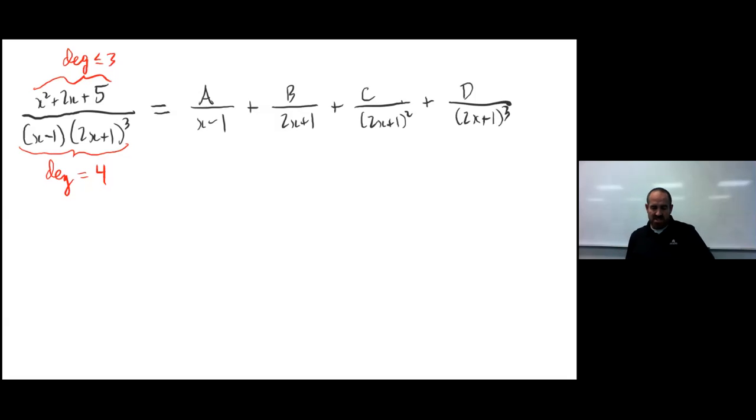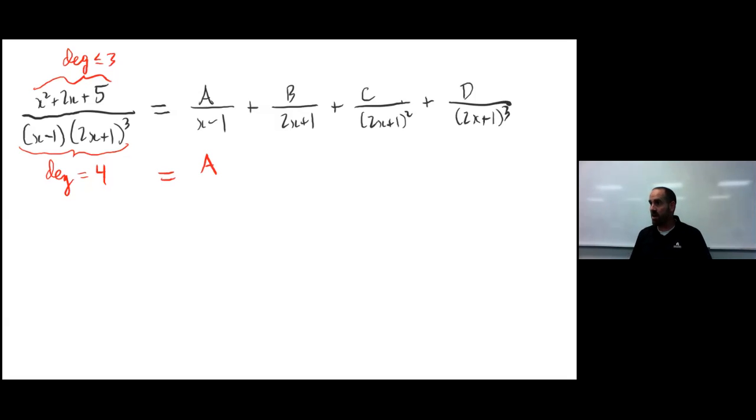But upstairs, it's of degree equal to or less than 3. So in my decomposition, I have to allow for the possibility of degree up to 3. You hear what I'm saying here? So think about this. Does this do it? What would I have to multiply a by to bring it to a common denominator?